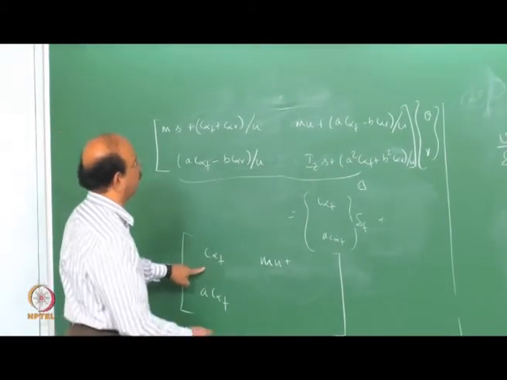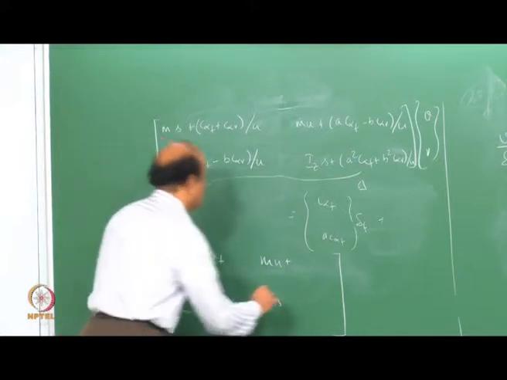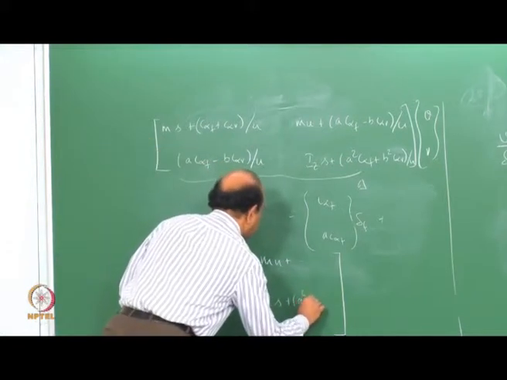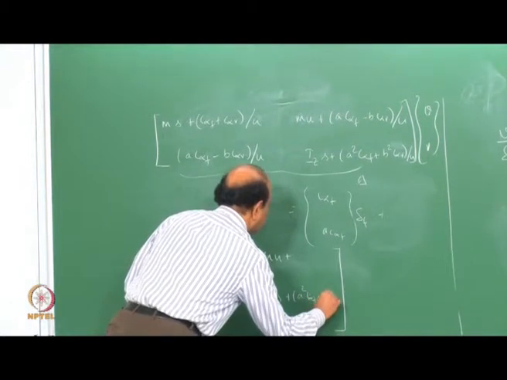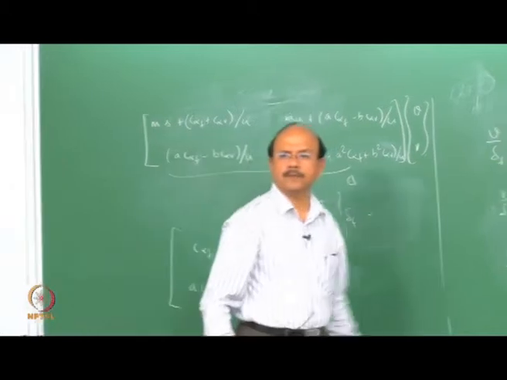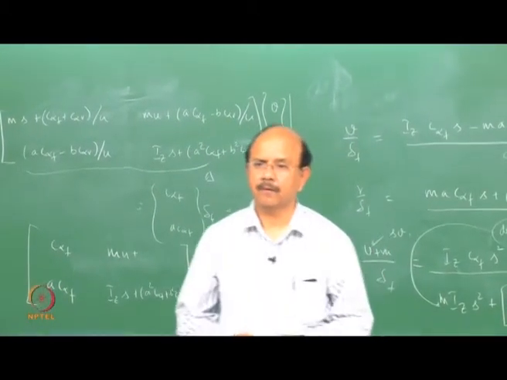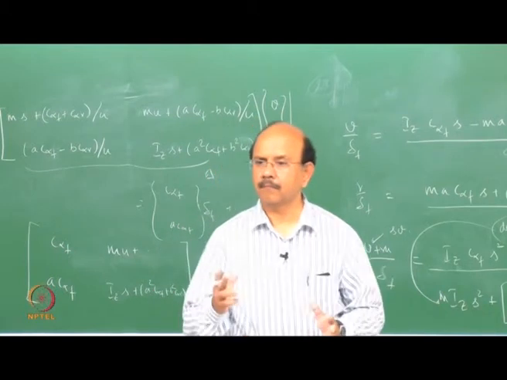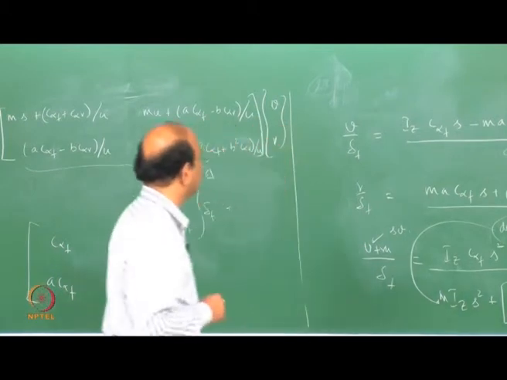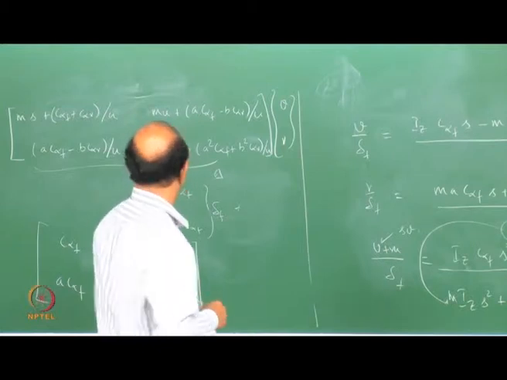Okay, C alpha f, so Iz s plus a squared C alpha f plus b squared C alpha r by u. Okay, substitute it and check. What is the expression? That's the problem, it would be multiplied by b. That is at C, a C alpha f.